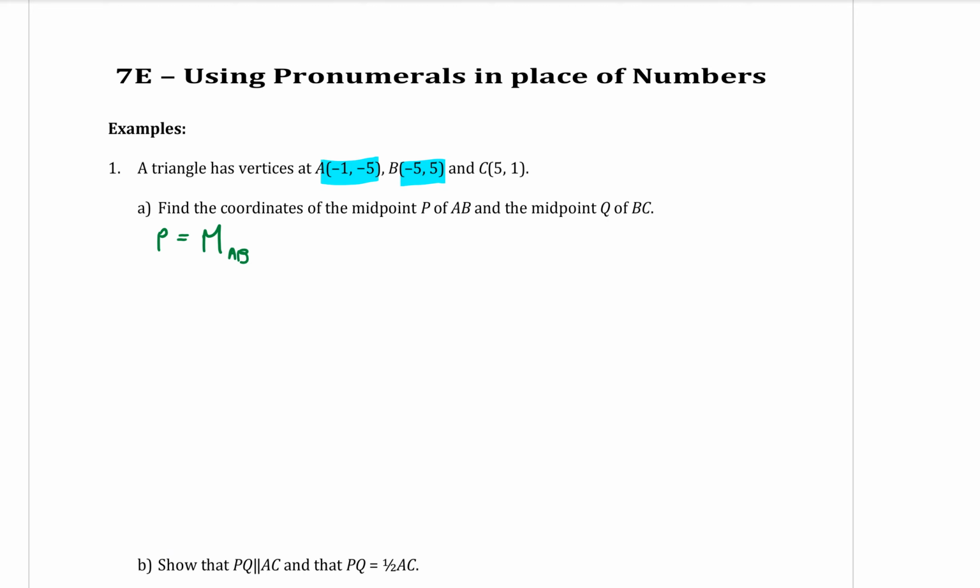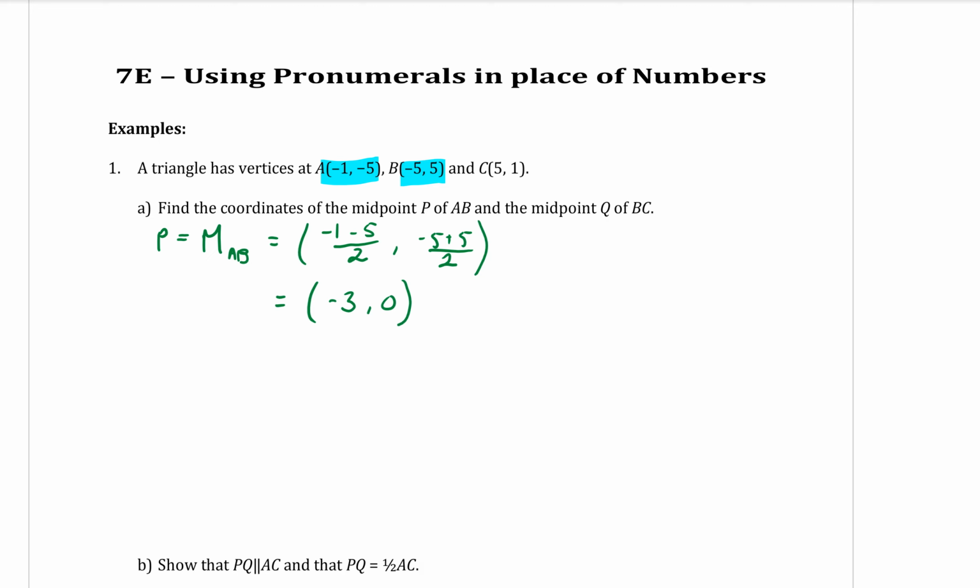So that means that you average the x's. That will be -1 plus -5 over 2. Then you will average the y's, which is -5 plus 5 over 2. I want to simplify each of those fractions. The first one is -6 over 2, which makes -3. And -5 plus 5 is 0 over 2, so that's just 0. Okay, so the point P is the point -3, 0.